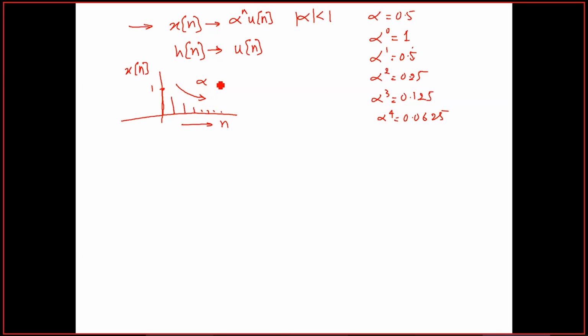So for alpha less than 1, a decimal value of alpha, you will notice that this would be a decaying sort of signal. It will be an infinite set of impulses, but it will be a decaying set of impulses. They will decay.